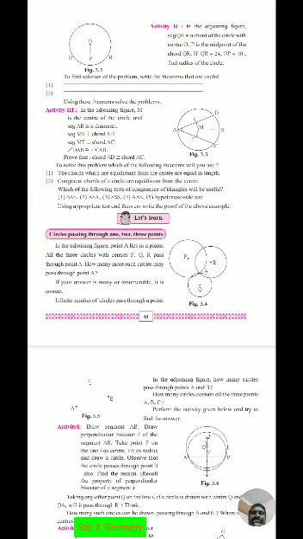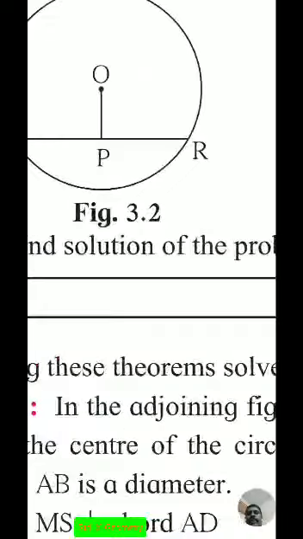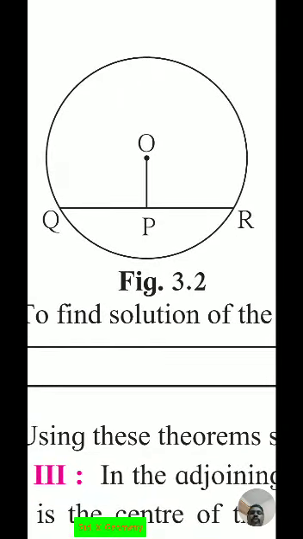In the figure, segment QR is a chord of the circle with center O and P is the midpoint of the chord QR. We have given P is the midpoint of chord QR. That means we know the property that the segment drawn from the center of a circle on a chord bisects the chord. That means P will be the midpoint of the chord QR and OP is the perpendicular drawn on a chord.